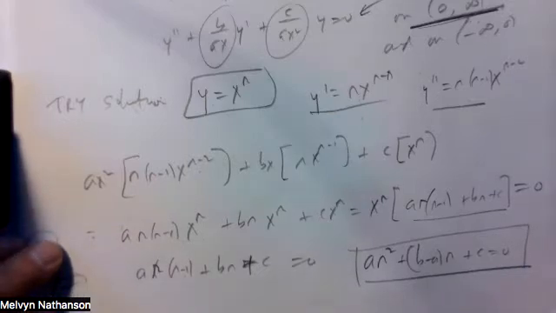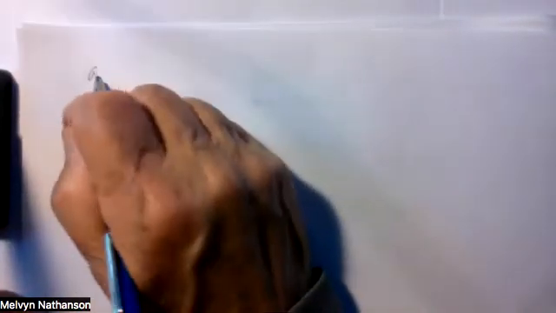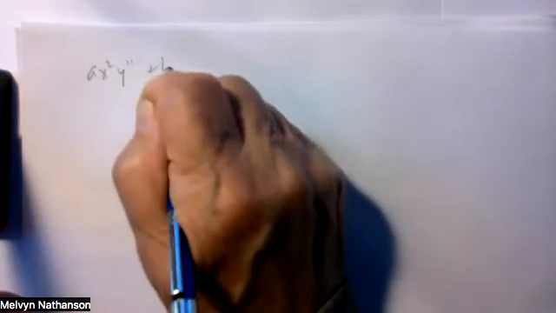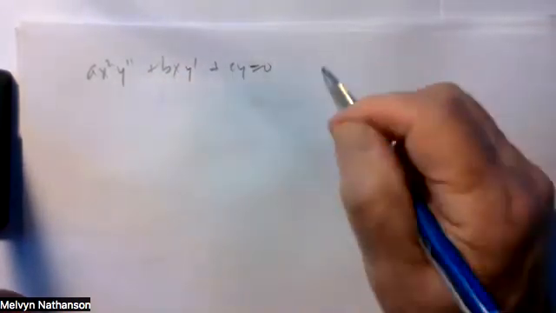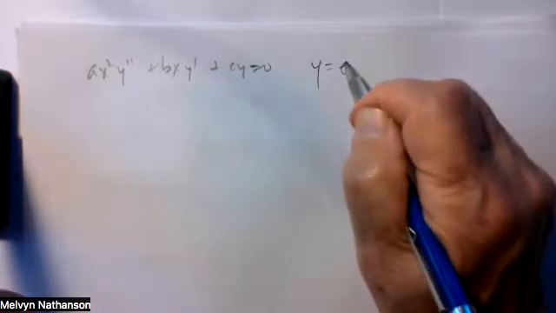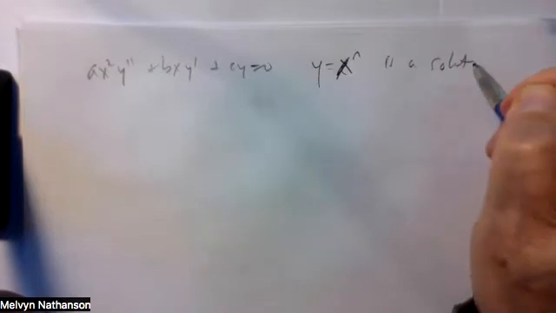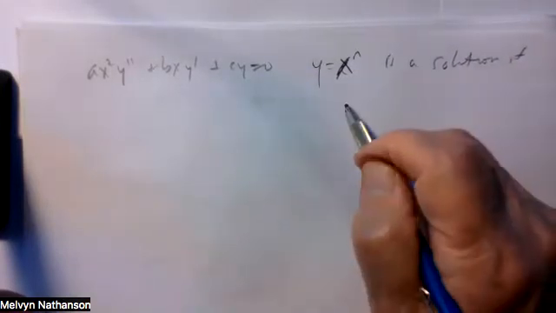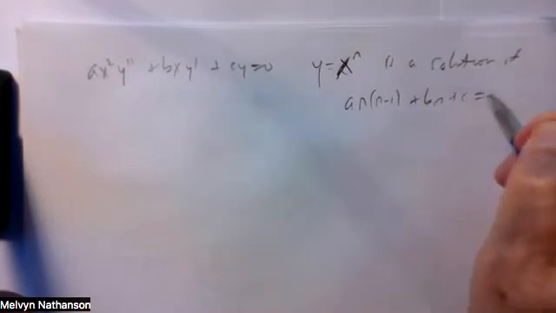Let's look at an example. Let me just summarize that here so I don't have to keep turning back and forth. If we have the Euler equation, a x squared y double prime plus b x y prime plus c y equals 0, y equal x to the r is a solution if a r times r minus 1 plus b r plus c equals 0.